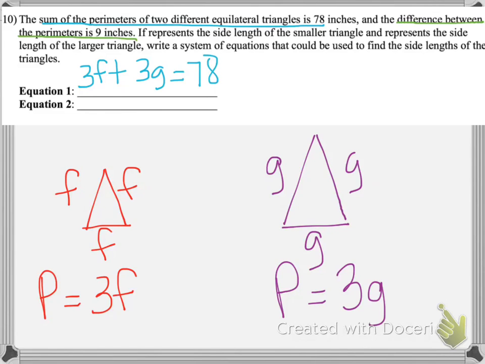The next statement says the difference between the perimeters is 9. The word difference says that we're going to subtract. This equation requires us to think logically. Our difference is positive. We get a positive 9. That means we have to start with the larger amount. And the perimeter of the larger triangle is 3G. We will subtract the perimeter of the smaller triangle. And again, "is" always equals in algebra 9.